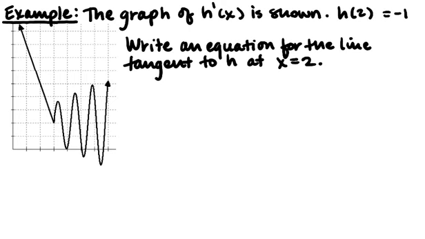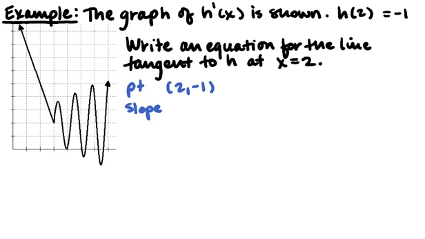All right, I lied. I got another question for you. You're given the graph of a function's derivative, really, and they're going to tell you that h of 2 equals -1. Okay, write an equation for the line tangent to h at x equals 2. Well, the point would be (2, -1). Slope is h prime of 2.